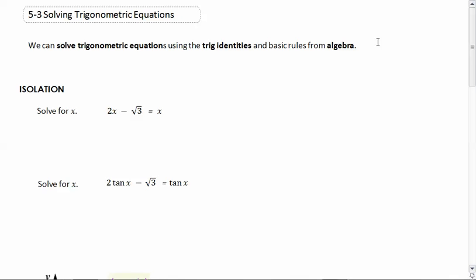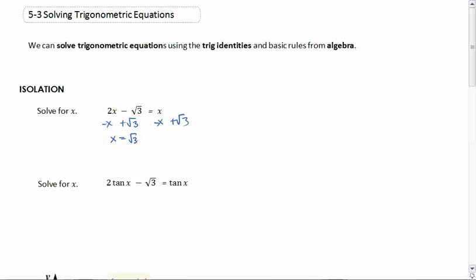If I asked you to solve for x and I gave you the equation 2x minus rad 3 equals x, we would know that we could just subtract x, and then add this rad 3. We would end up with x equals rad 3. Now if I asked you to solve for x in the equation 2 tangent x minus rad 3 equals tangent x, we would do the same thing.